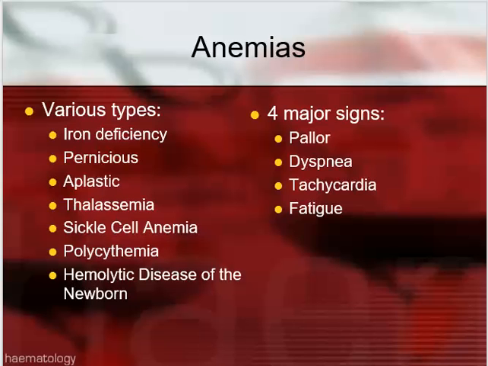Thalassemia is a genetic disorder. It's often seen in people of Mediterranean origin for some reason. It is a genetic disorder where insufficient hemoglobin is made in each of the red blood cells. So it's a lack of hemoglobin. The red blood cells don't last as long as well. So it's an inherited disorder. Another inherited disorder is the sickle cell anemia.